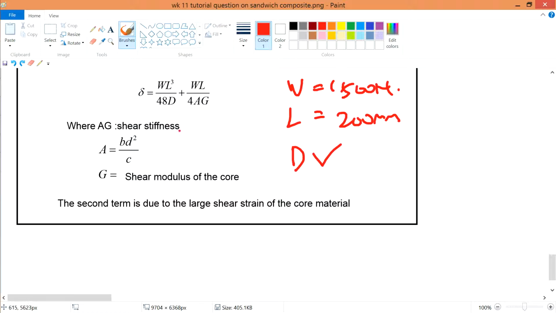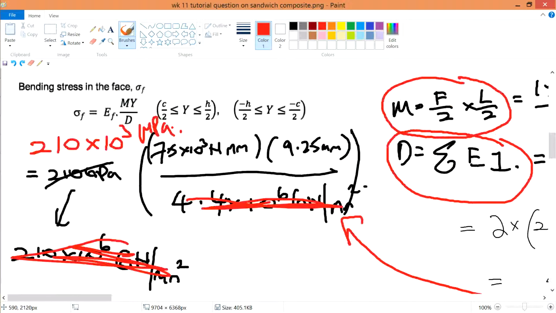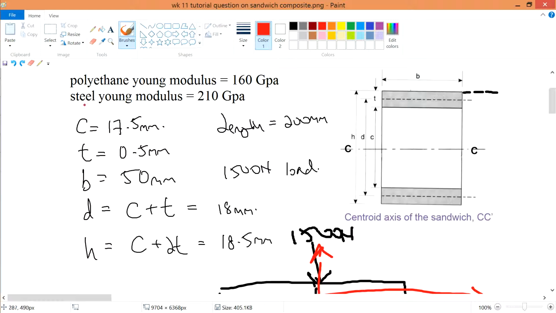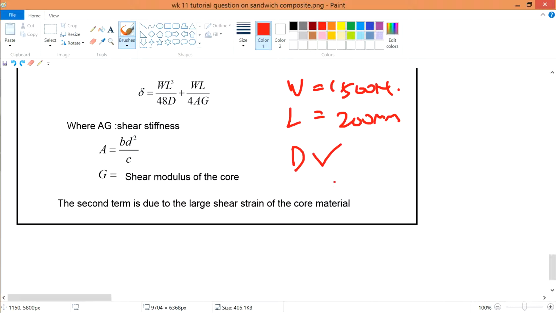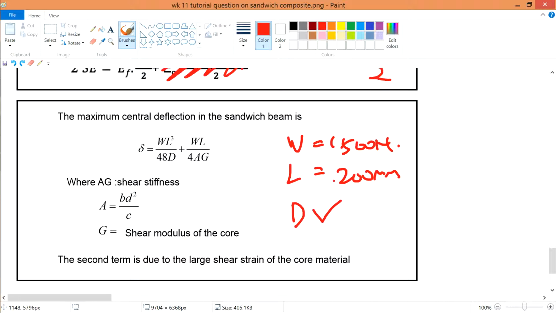So this A is equal to BD squared over C. B and D, I think you know what they are already. These are all the BD, and then C is this one. C is the length of the core, things like that. So it's just application already. When you memorize, practice more. I think you need to practice a lot in order to sink the equation into your mind.